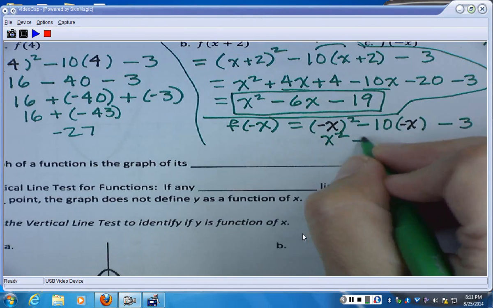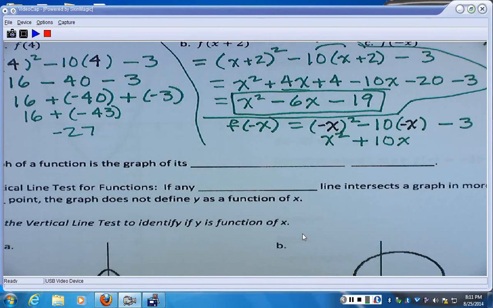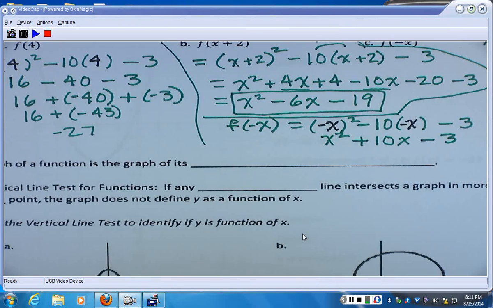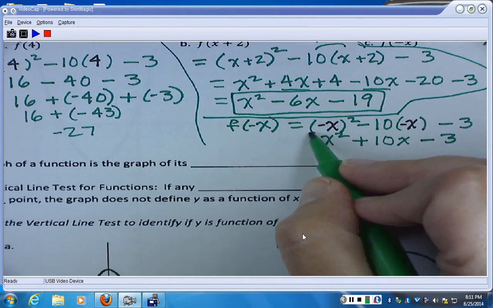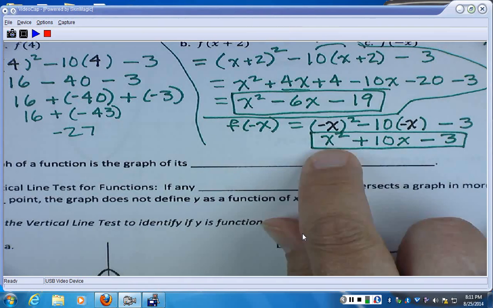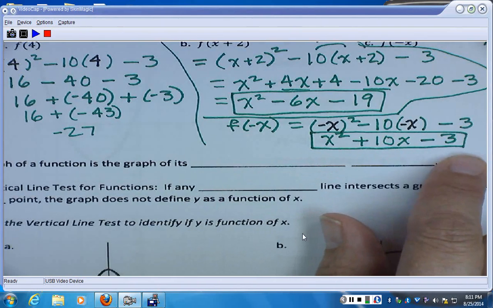Positive. A negative times a negative is a positive. You still have x squared? And then you have minus 3. What? You still have x squared? Yeah? Did I? That's the answer. x squared plus 10x minus 3. What did I? It would just be x.